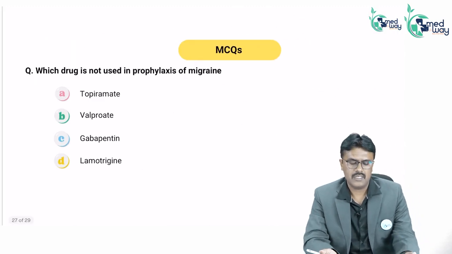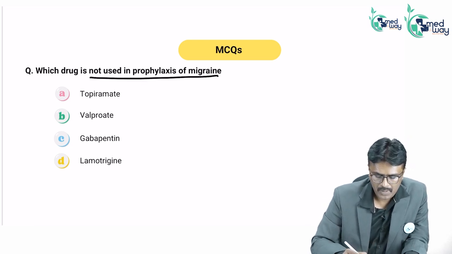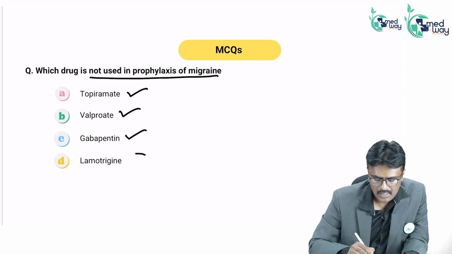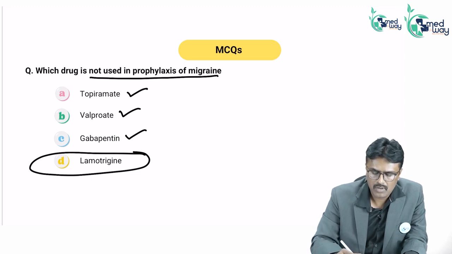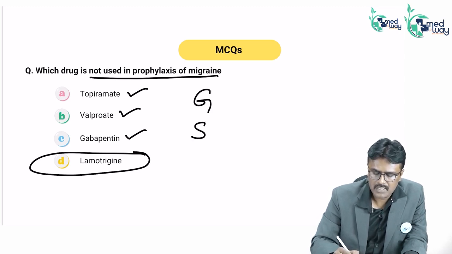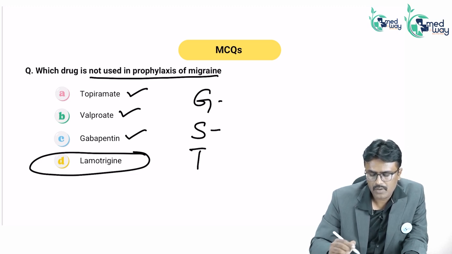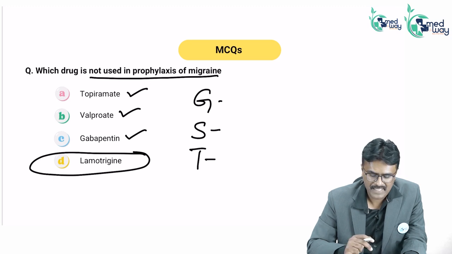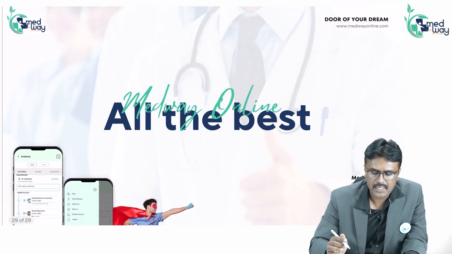Now moving on to the next question, which drug is not used for prophylaxis of migraine? Topiramate is used, valproate is used, gabapentin is used. Lamotrigine is not used in prophylaxis of migraine. I told you the mnemonic, the anti-epileptic drugs GST. G for gabapentin, S for sodium valproate, T for topiramate. Which drug is not used for prophylaxis of migraine? I think the same question has been repeated.